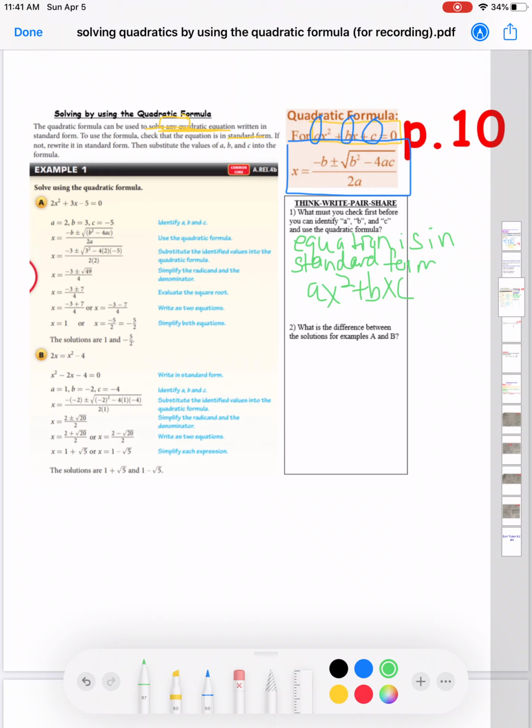So the first thing that you have to do is make sure that your equation is in the form ax squared plus bx plus c equals 0. Then you can identify a, b, and c and plug it into your formula. Question number 2 says, what is different about the solutions for example A and example B?